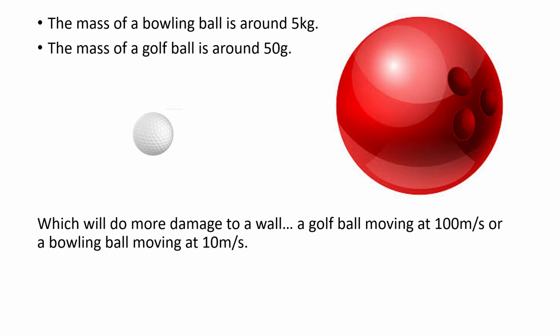0.05 kilograms, multiplied by the 100 meters per second, gives us 5 kilogram meters per second. So we have the golf ball with 5 kilogram meters per second and the bowling ball with 50 kilogram meters per second. The bowling ball is going to do far more damage to the wall.